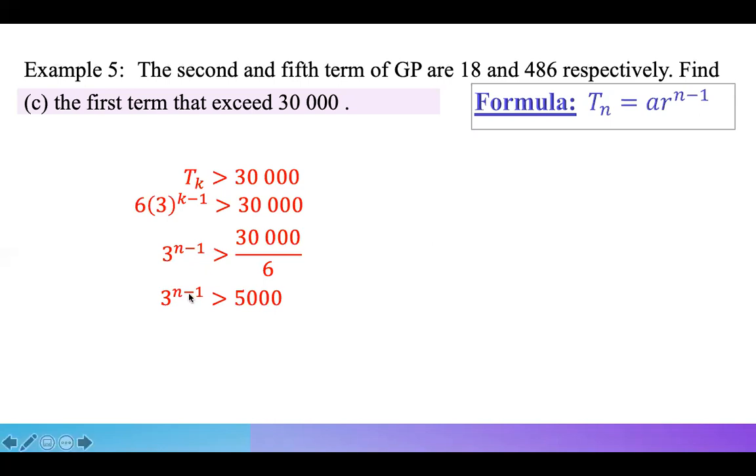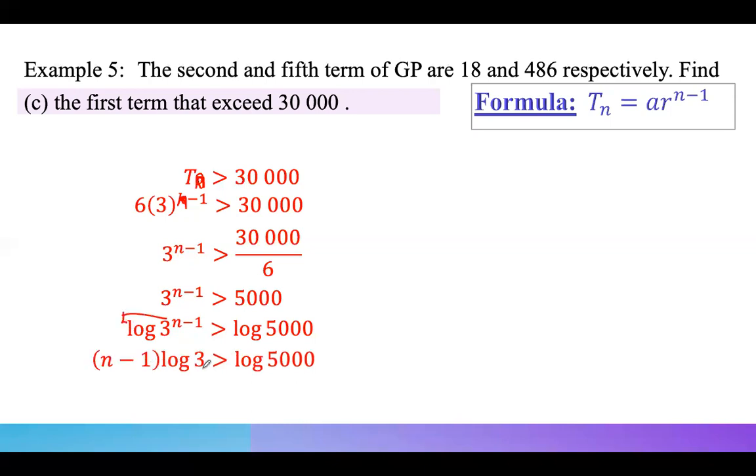So for 5,000 you use log, right? Log both sides. Okay. All right. So here K, here is N. Sorry for that. So I just change this K to N, to avoid confusion, right? So Tn is larger than 30,000. Okay, so you apply log here, then bring the power to the front. So you get n minus 1 log 3 greater than log 5,000. And then n minus 1 bigger than log 5,000 divided by log 3.